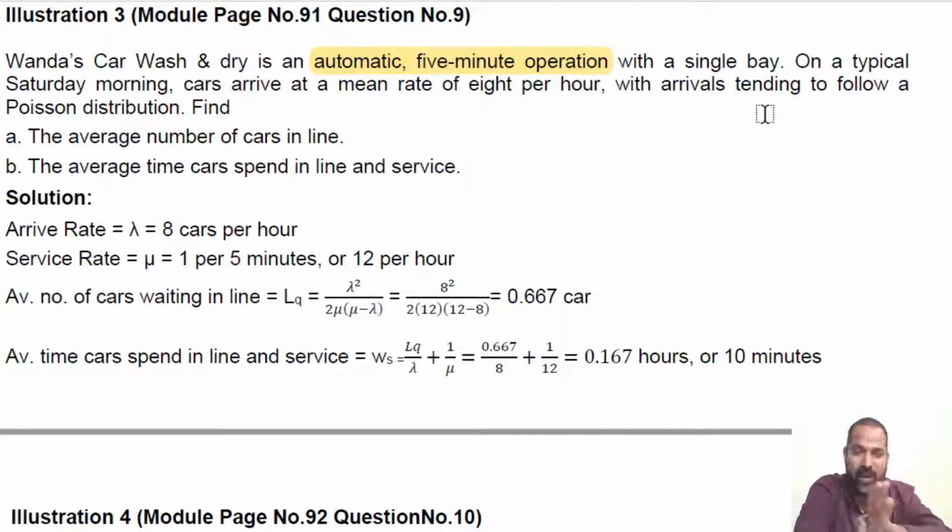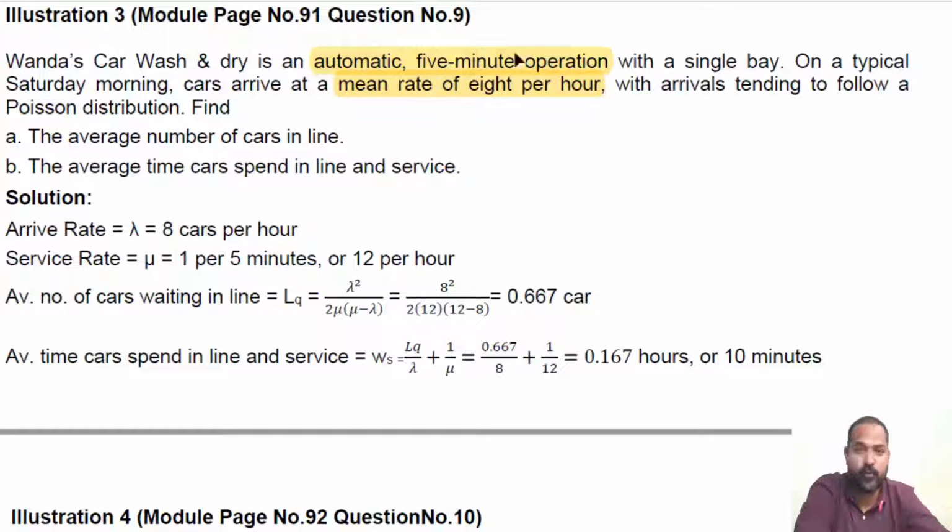There is just one server or one service center. There is just one bay that will wash cars. On a typical Saturday morning, cars arrive at a mean rate of 8 per hour. Do you understand that arrival is random? Because they've said an average of 8 per hour. They didn't say exactly 8 cars come every hour. On an average, 8 cars come every hour, with arrivals tending Poisson distribution. See, they told you arrival is Poisson distributed.